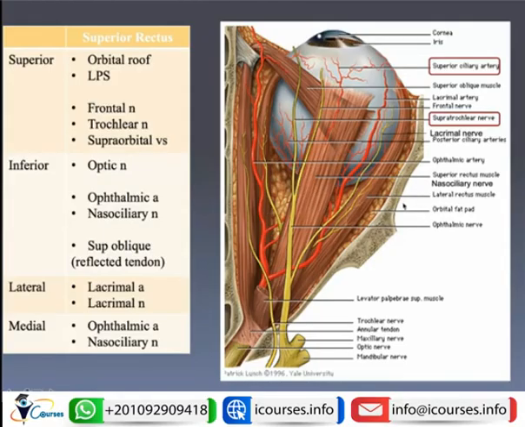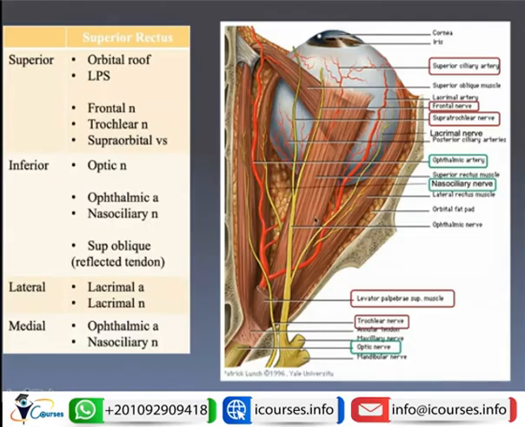Laterally, we have the lacrimal nerve. So here the levator palpebrae muscle and the supratrochlear nerve, trochlear nerve, the optic nerve just below, and the ophthalmic artery again is below. The nasociliary nerve also is below the superior rectus muscle, and the superior oblique reflected part is below the superior rectus muscle, while laterally will be the lacrimal artery and lacrimal nerve, and medially will be ophthalmic artery and nasociliary nerve. So the ophthalmic artery and the nasociliary nerves are medial and inferior to the superior rectus.